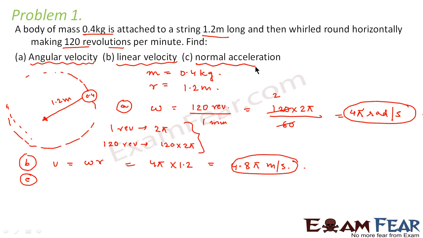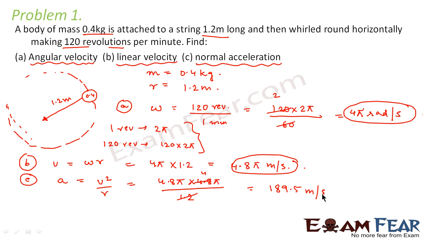Now let us look at what would be the normal acceleration. In case of a circular motion, what is acceleration? That is nothing but v square by r, that is the centripetal acceleration. So v is equal to 4.8 pi, into 4.8 pi divided by r, which is 1.2 meters. So this comes out to be 189.5 meter per second square. So this would be the value of acceleration.